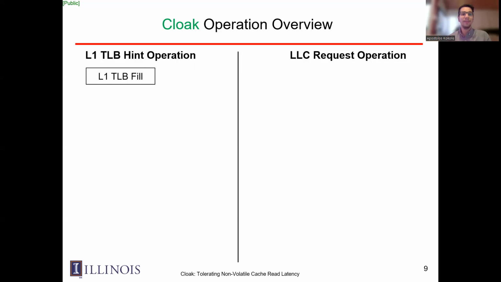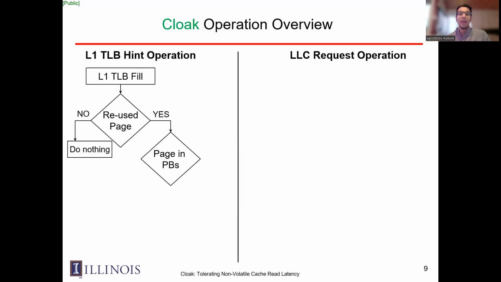On an L1 TLB miss, we have to check whether this page was used in the past or not. To identify whether the page was used before, we check whether this page was found in the L2 TLB, so we used it again sometime in the past, or the accessed or dirty bits of the PTE entry are set. If they are set, it means that sometime before we accessed this page and maybe we wrote to a cast line of this page. If this page was not used in the past, then we don't do anything. But if it was used in the past, then we send a hint to the L3 controller.